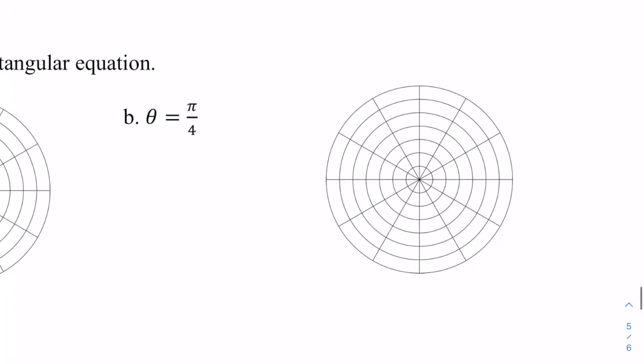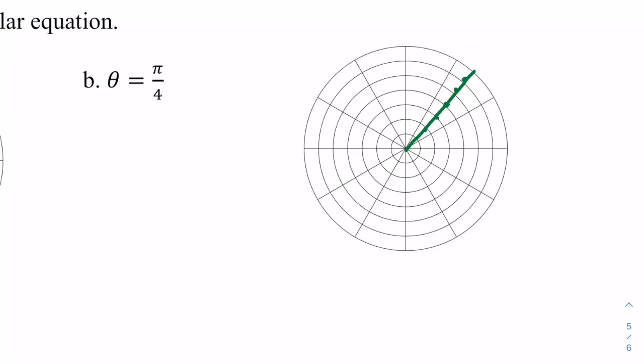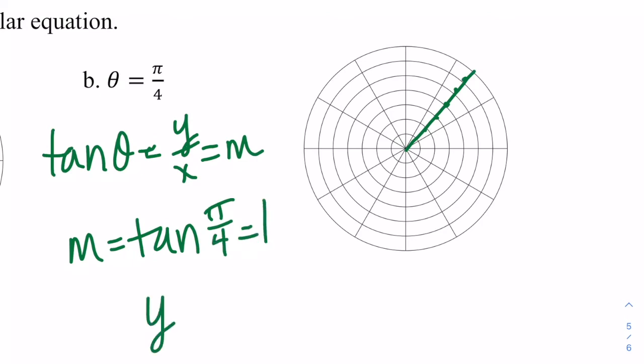But if theta is equal to pi over 4, that means it doesn't matter what the radius is, the angle will always be pi over 4. We know the tangent of that angle equals y over x, or the slope. So the tangent of pi over 4 is just 1. So the equation will just be y equals x.